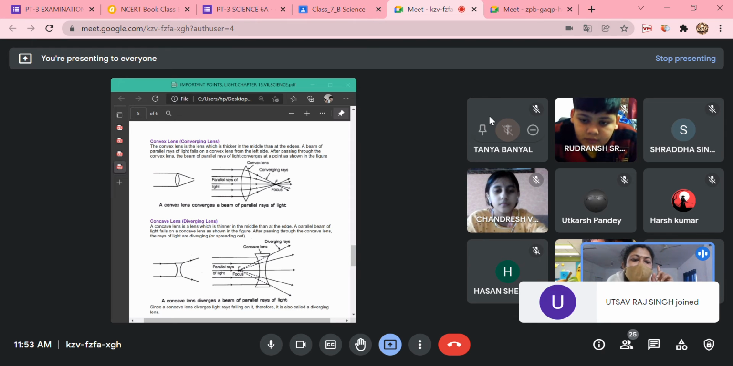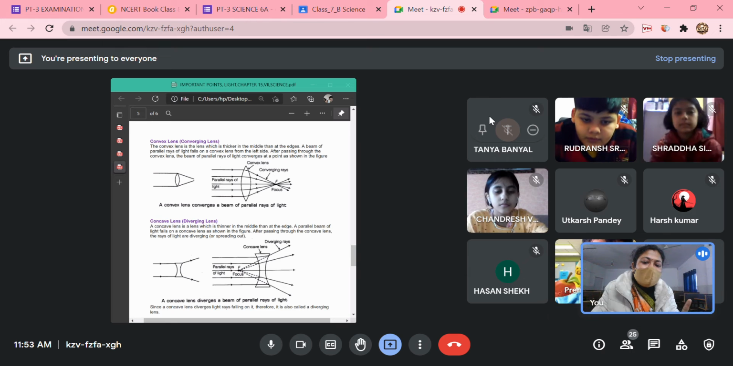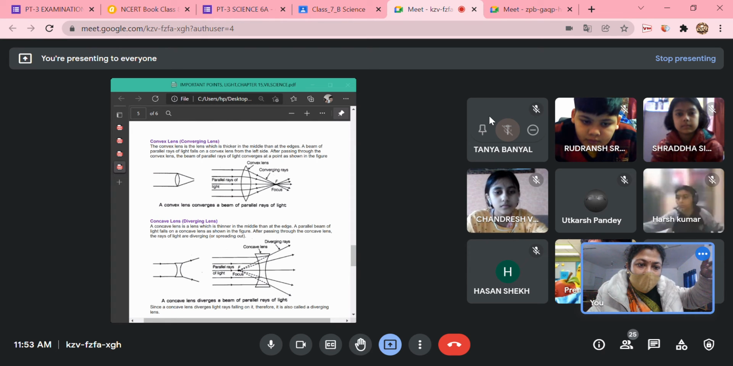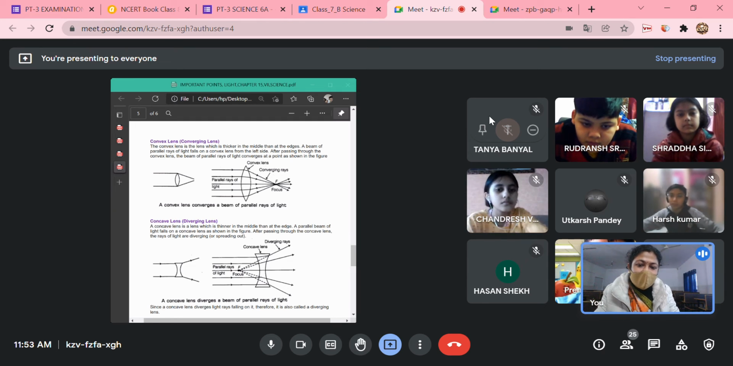So when parallel rays of light are coming and falling on a concave lens, the rays are diverged away from the normal. Normal means if we consider a ray falling at 90 degrees, it will diverge away from that. You can see all the four rays are diverging away.